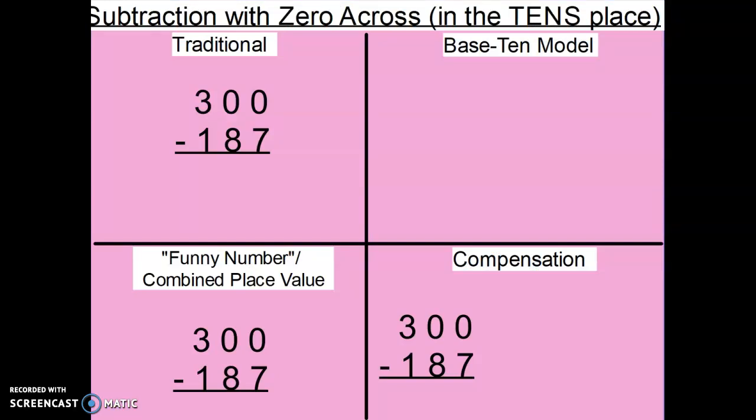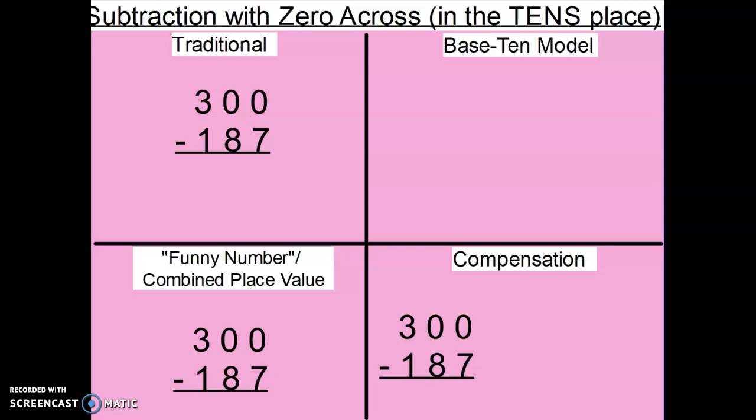Subtraction with 0 across. That means if there is a 0 in the tens place in a 3-digit number, sometimes students have trouble solving it. So we have different strategies to solve this type of problem. First, of course, is the traditional way. We have 300 minus 187.